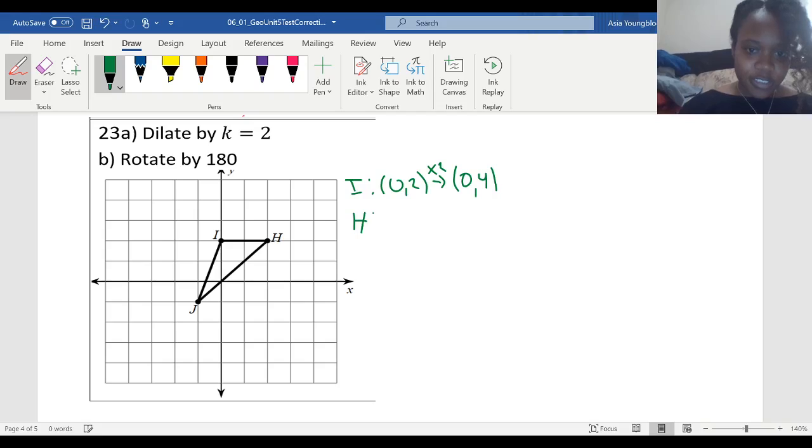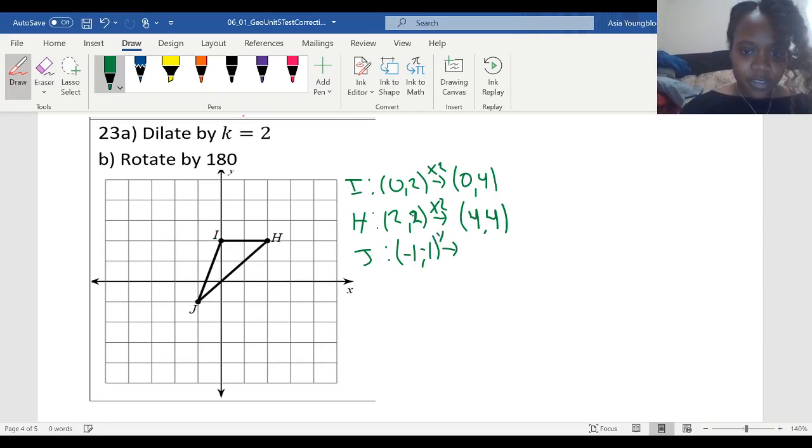Our H is 2, 2. Scale that up by 2, and we get 4, 4. Our J is -1, -1. Scale that up by 2, and we get -2, -2. So this represents the dilation, this multiplication by 2.